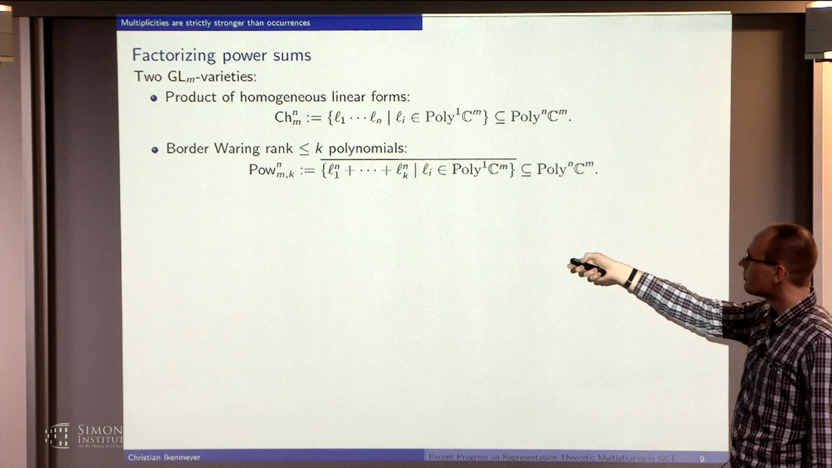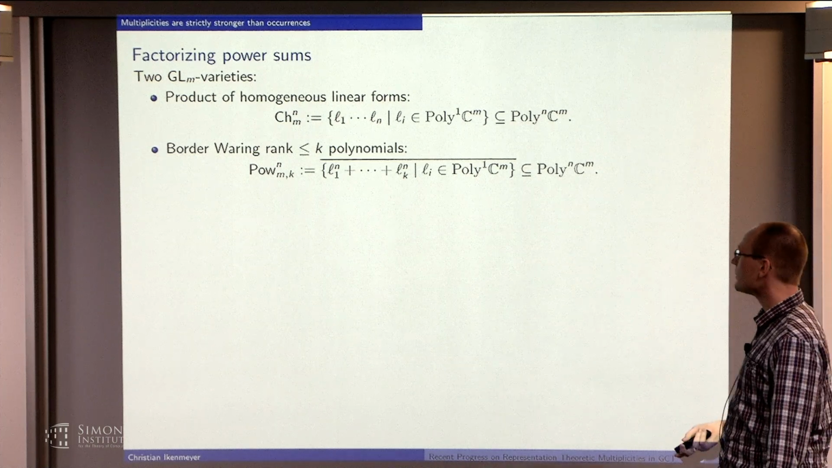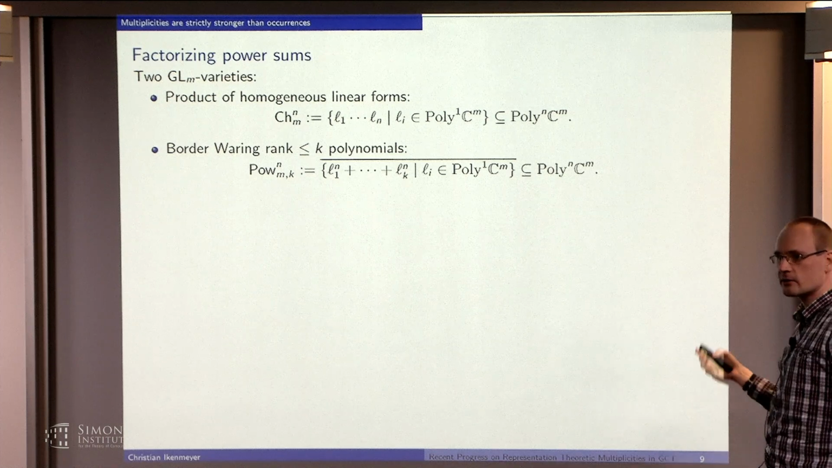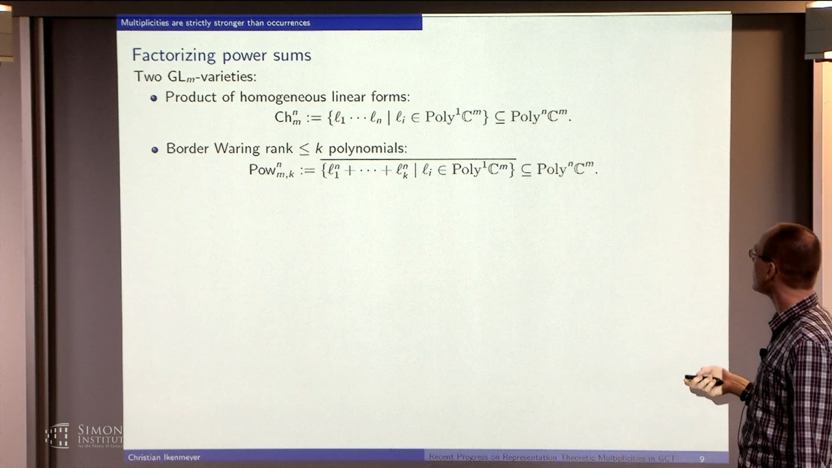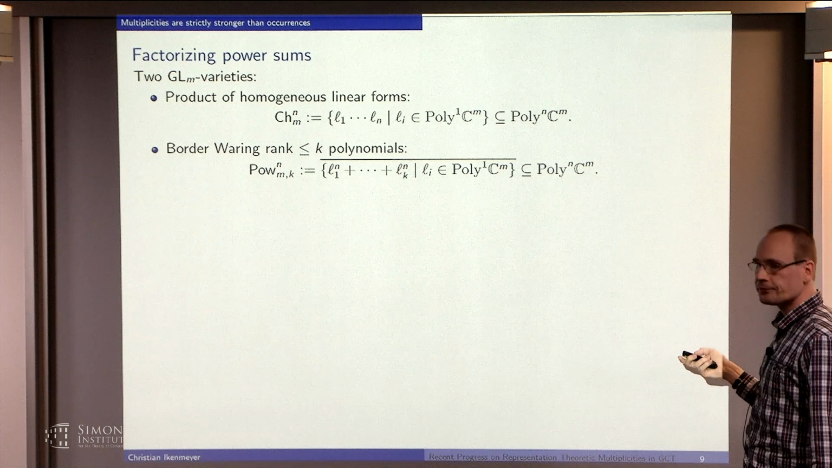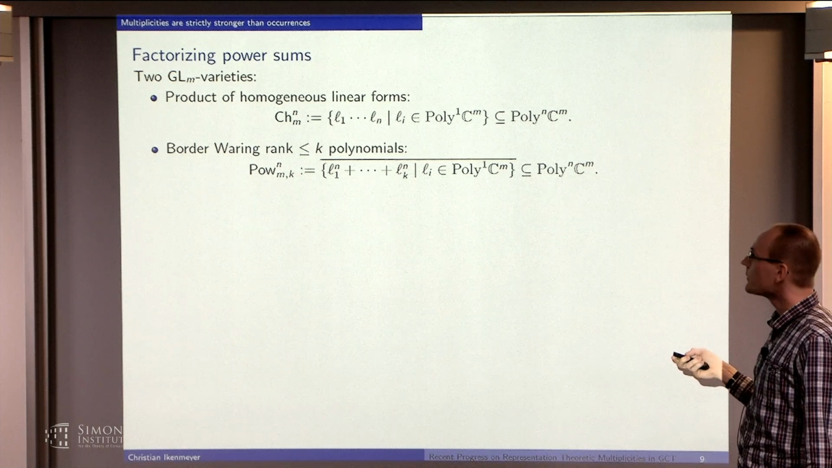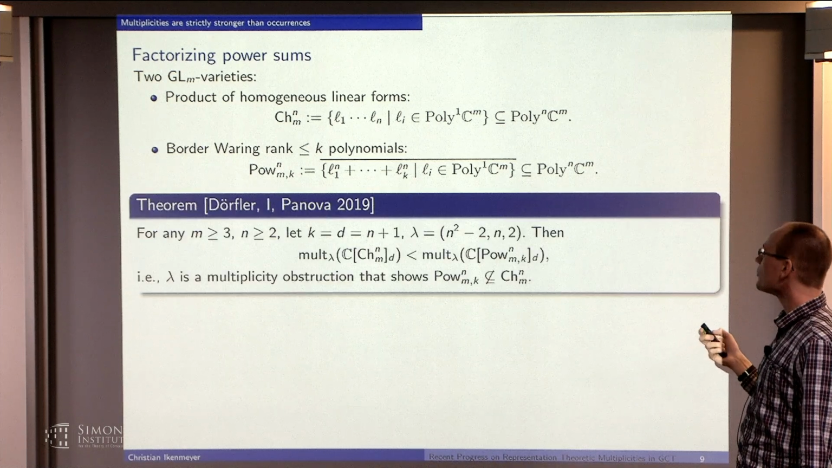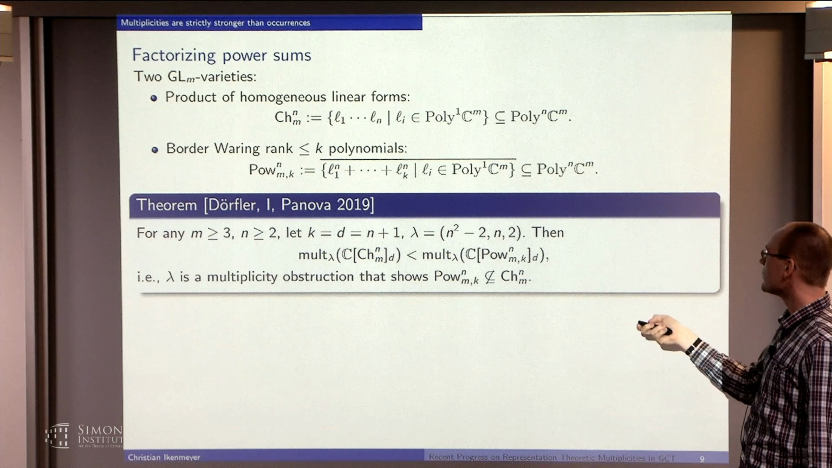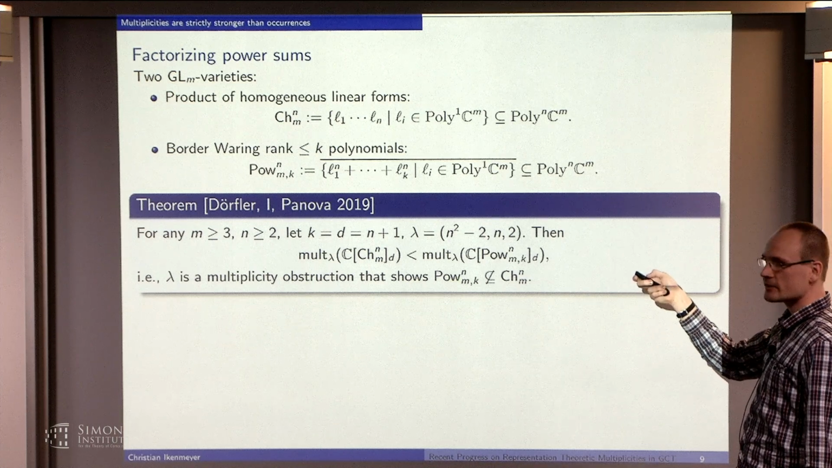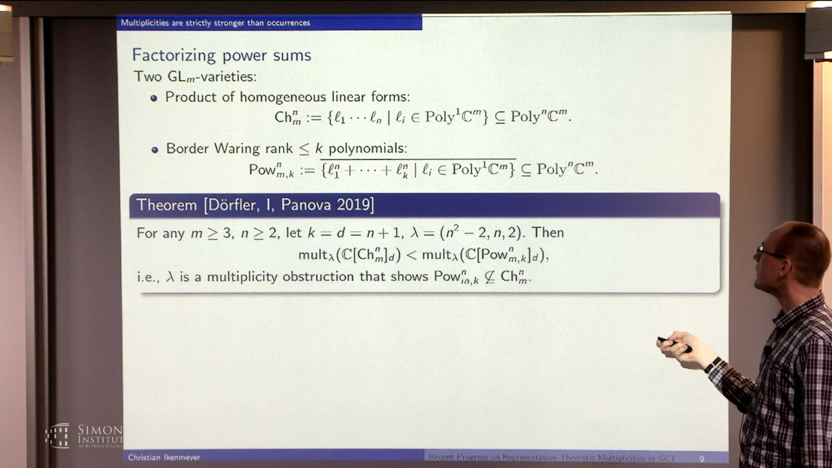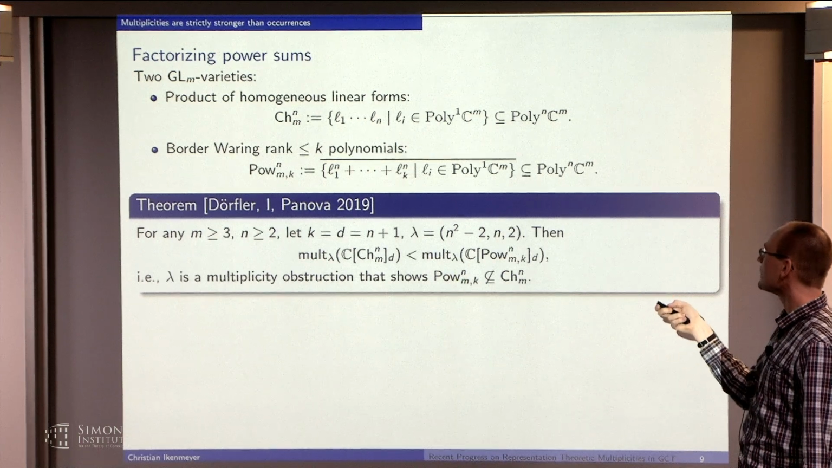It's just you have your polynomials, and then can be written as a sum of k many nth powers of homogeneous linear forms. And those are your two varieties. Border Waring rank is supposed to be the powerful set. So the powerful set. So you want to show that you cannot... It's called factorizing power sums. So you want to show that you cannot embed this set here.